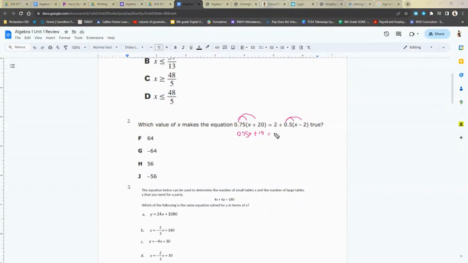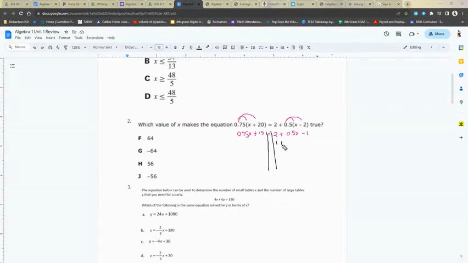Equals 2 plus 0.75 times x is 0.75. And then 0.5 times negative 2 is going to be negative 1. Now, what I'm going to do is I'm going to simplify my like terms on the right. And there's 2 and 1, and that's just going to be 1.